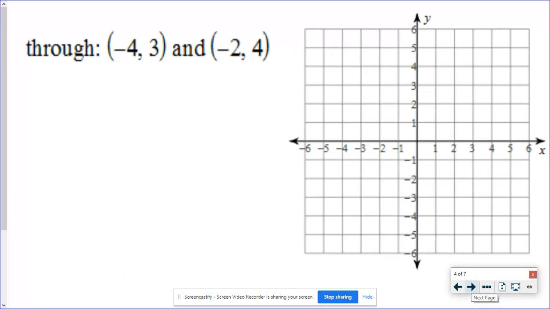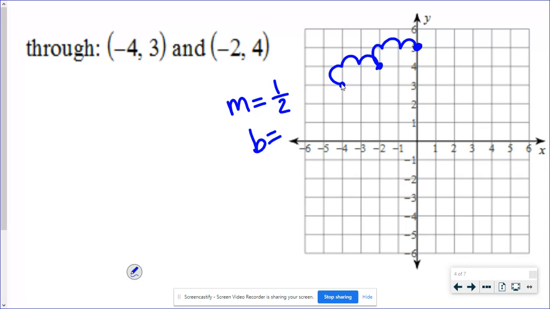If I give you 2 points, we would obviously start by graphing those 2 points. So -4, 3, and -2, 4. This has a positive slope, right? We're going up 1 and over 2. So I would do that again, up 1 over 2, right here. So my slope we figured out by counting is up 1 over 2, and my y-intercept is 5. So the equation is going to be y equals 1/2 x plus 5.